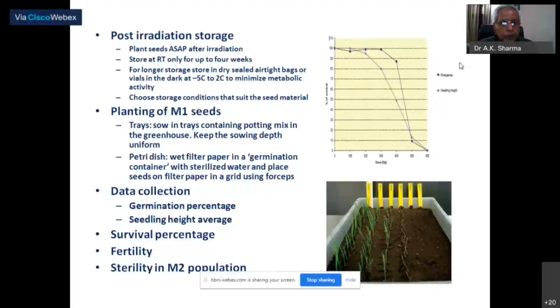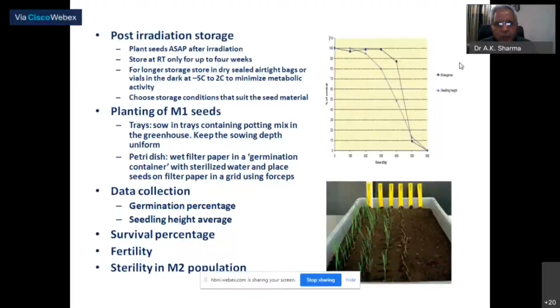The planting of M1 seeds means that after you have exposed the seeds to the mutagen, in this case irradiation or radiation, we grow these mutated seeds in trays, sown in trays containing potting mix in a greenhouse. Keep the sowing depth uniform. It's important that when you sow, you keep the depth of sowing in mind, and it comes with practice. There are no issues. People also grow these seeds in petri dishes.